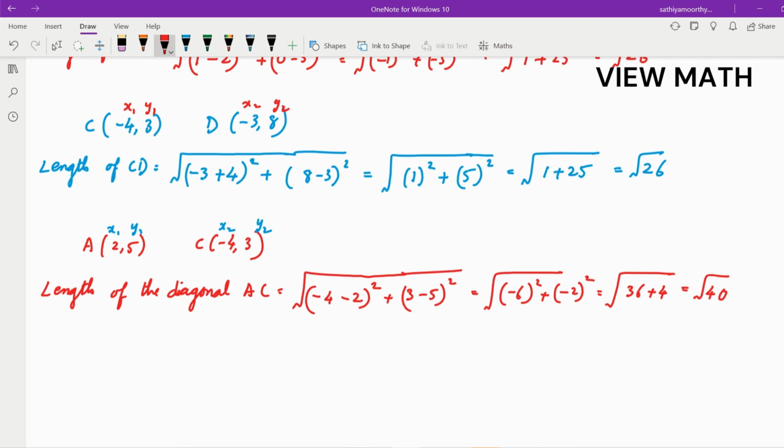Now let me find out the length of the diagonal BD. So what is B? B is 1, 0 and D is minus 3, 8. Length of the diagonal BD.